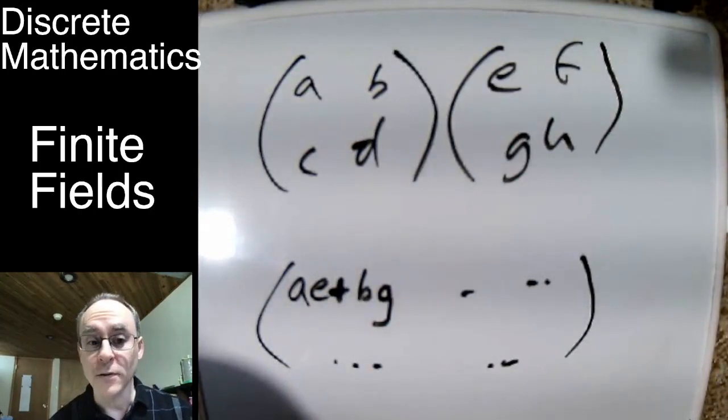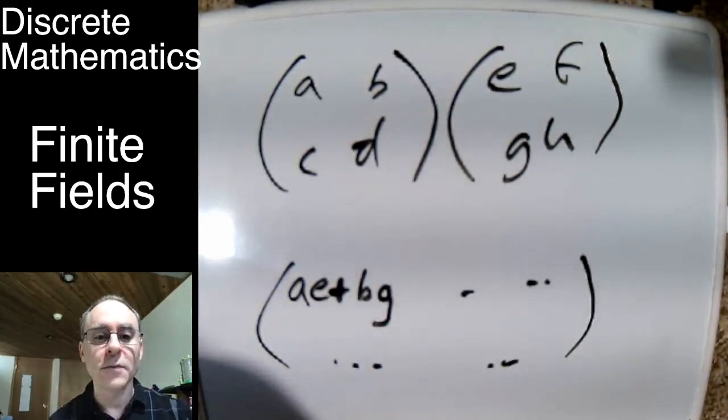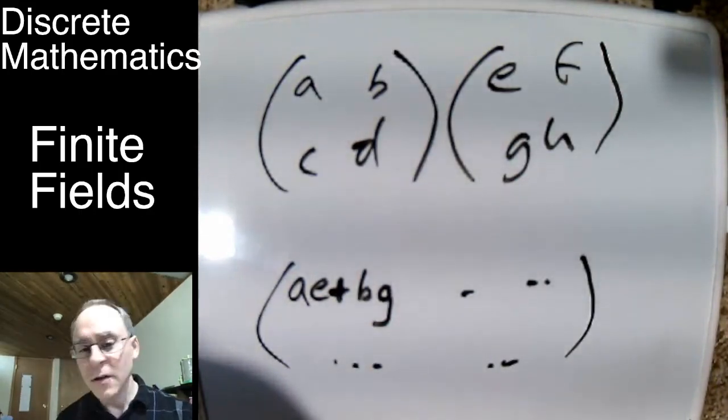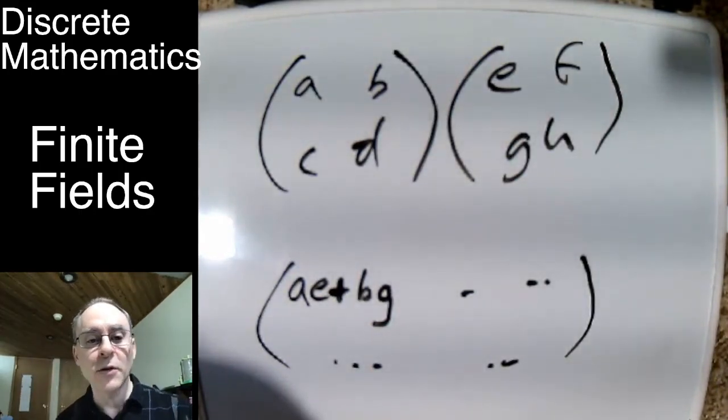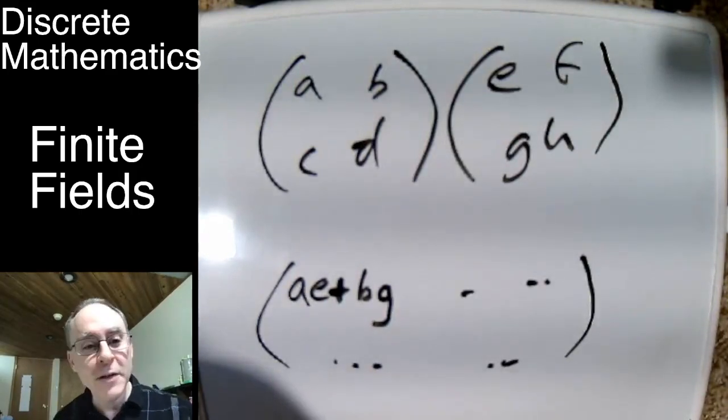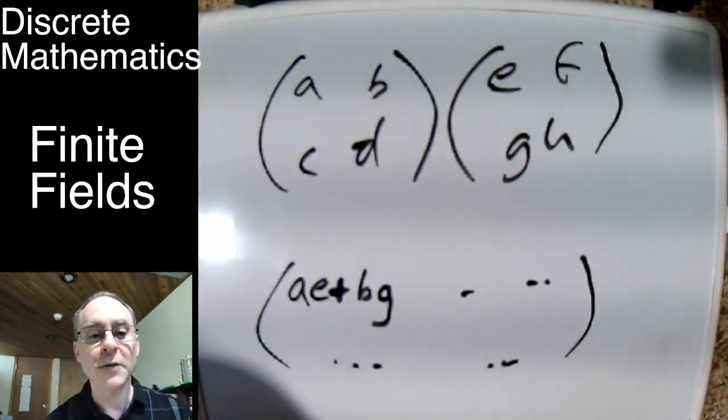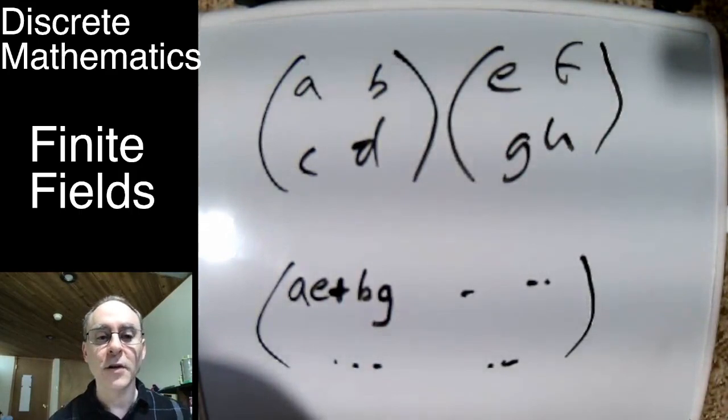And so we need a field. People talk about matrices over a field of some type. The matrices that most people are most familiar with working with are matrices over the real numbers. They're nice and familiar, fairly straightforward to deal with.